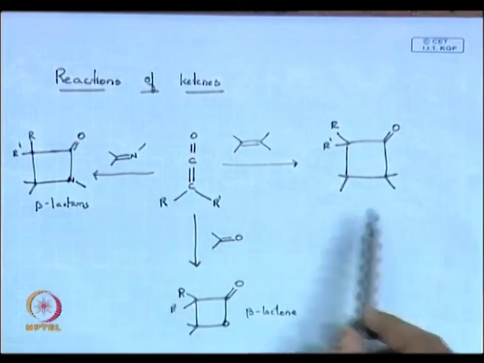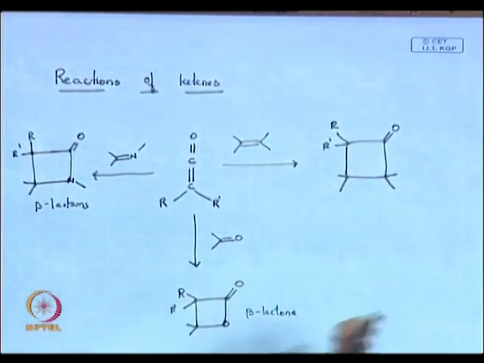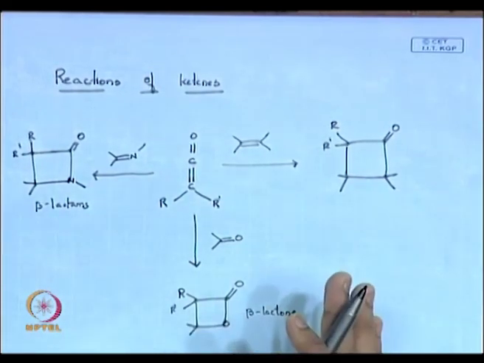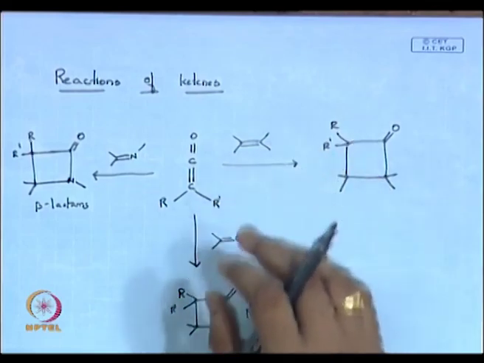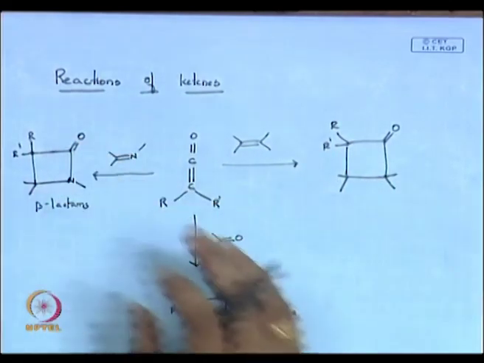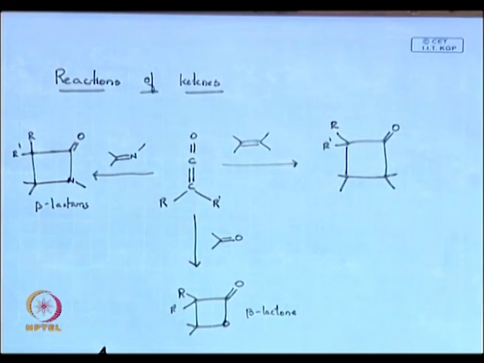All these three chemistries happen under heating conditions. Now, we will go into detail and understand how this chemistry goes. We will first take alkene and study it, then we will go to imine chemistry, then carbonyl chemistry. So, that is for this class. We will end our class right now with this.